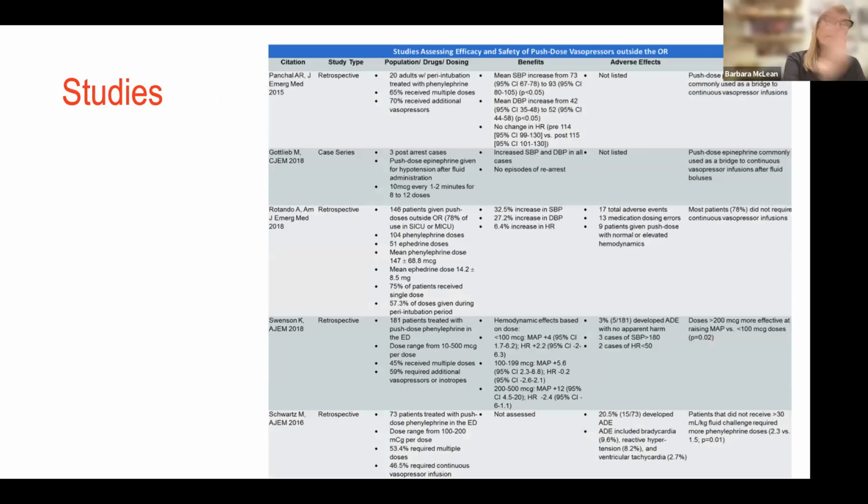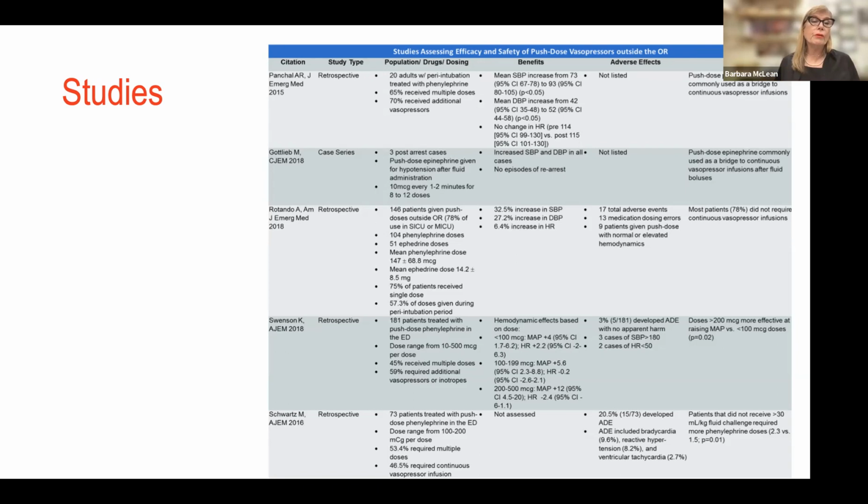Okay, lots of studies, lots of discussion today. Just came back from ENA where I did a talk on glucose management in the emergency department. And there were two big talks. I didn't go to either one because I didn't get there in time, on push dose vasopressor and high dose vasopressor utilization in the ED to the ICU.